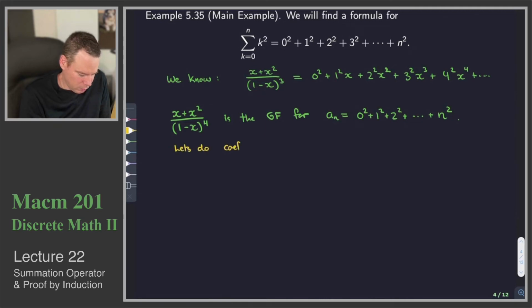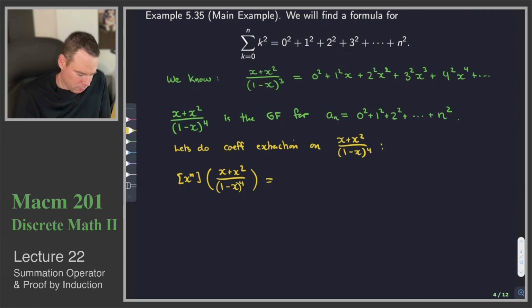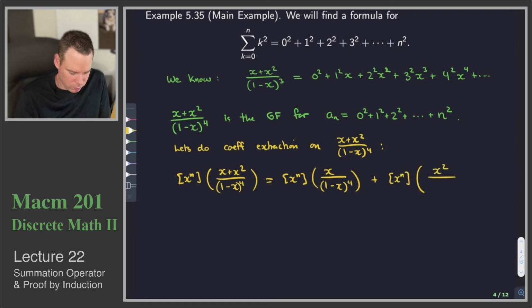Let's do coefficient extraction on x plus x squared over 1 minus x to the 4th. So we're going to extract the nth coefficient. And to do that, we can just write this as a sum. So it's the nth coefficient of x over 1 minus x to the 4th, plus the nth coefficient of the other piece, x squared over 1 minus x to the 4th.